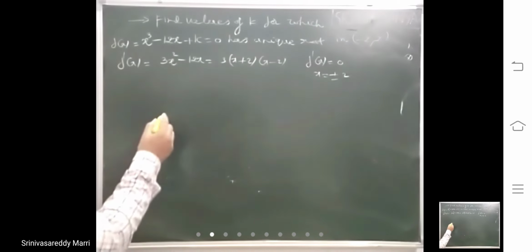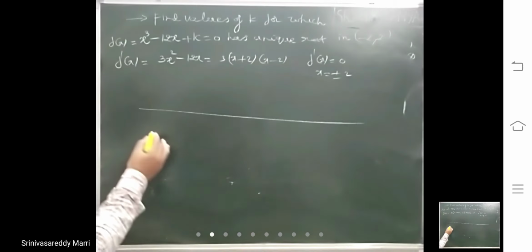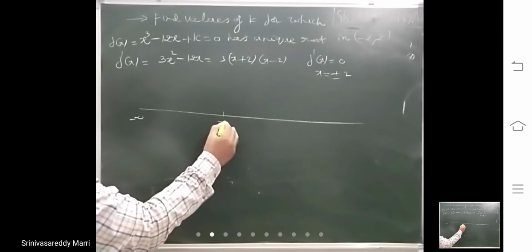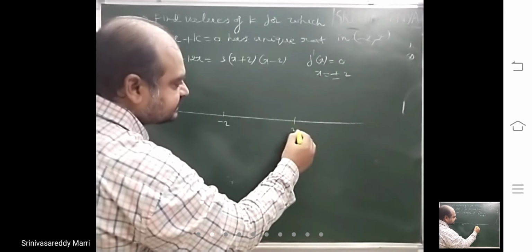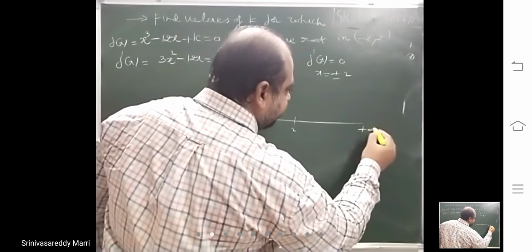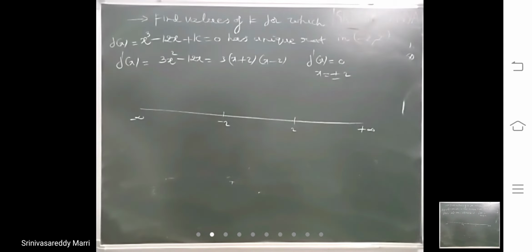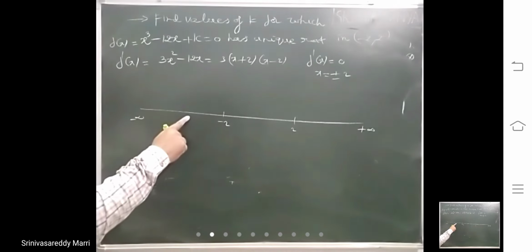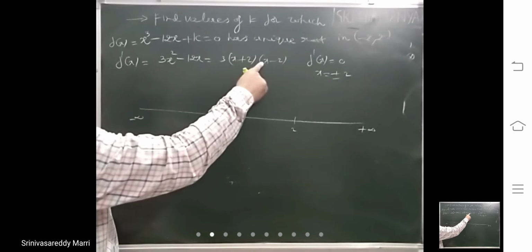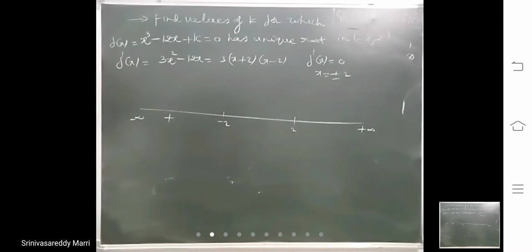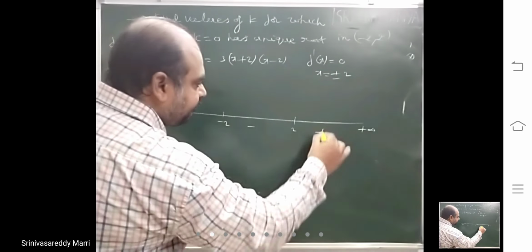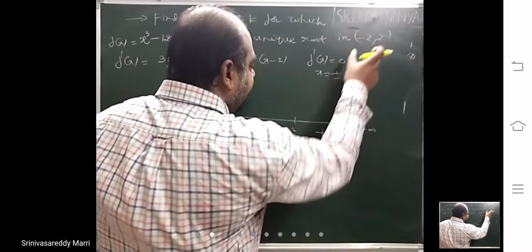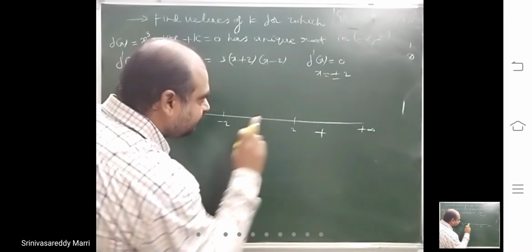So now minus 2, 2, this is the x-axis. No need to draw the y-axis, because if it is positive we will mark above, if it is negative we will mark below. Now f dash x, look at the left side of minus 2, if you substitute minus 3, plus 2 into minus 3 minus 2, positive, here negative, here positive. We only want minus 2 to 2.